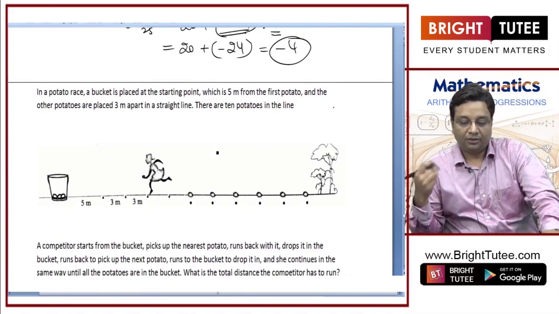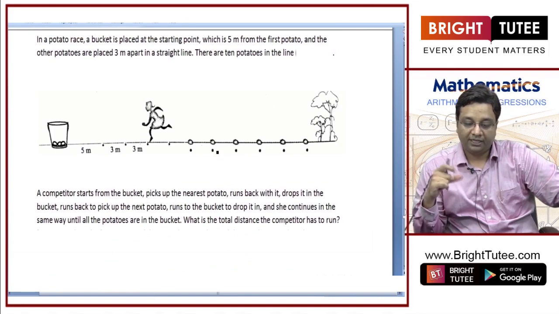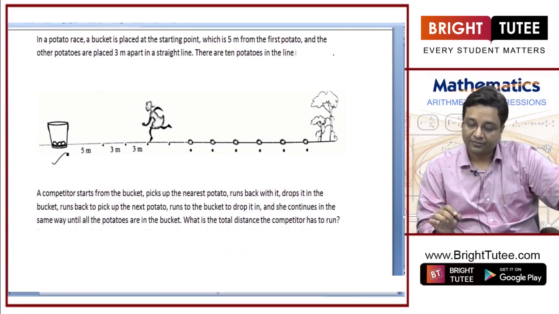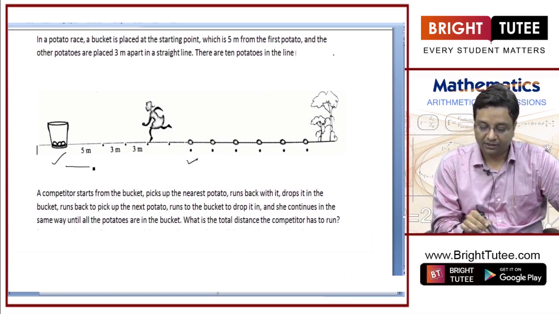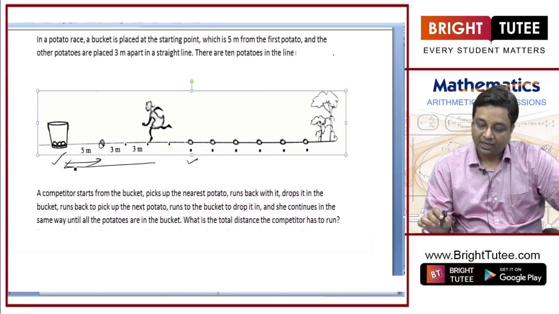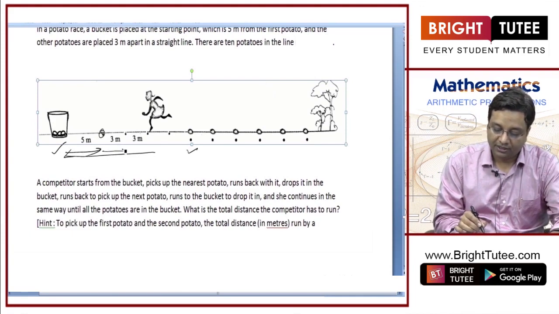So let's look at the next question, which says, in a potato race, a bucket is placed at the starting point. This is the bucket, which is 5 meters from the first potato. This is the first potato. Let's say this distance is 5 meters. And the other potatoes are placed 3 meters apart in a straight line, right? So these are 3 meters apart, right?